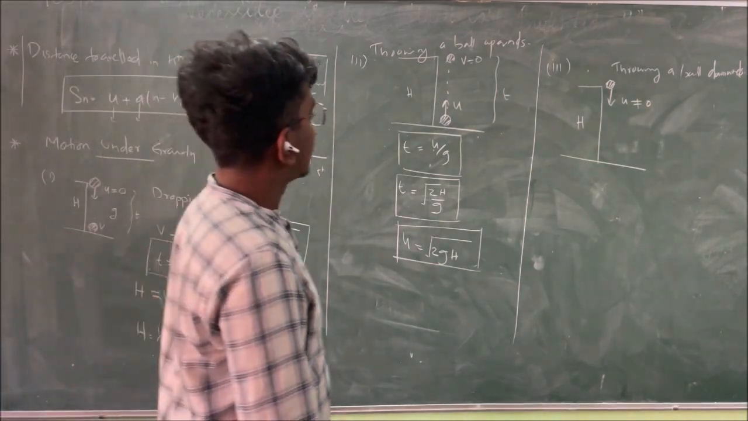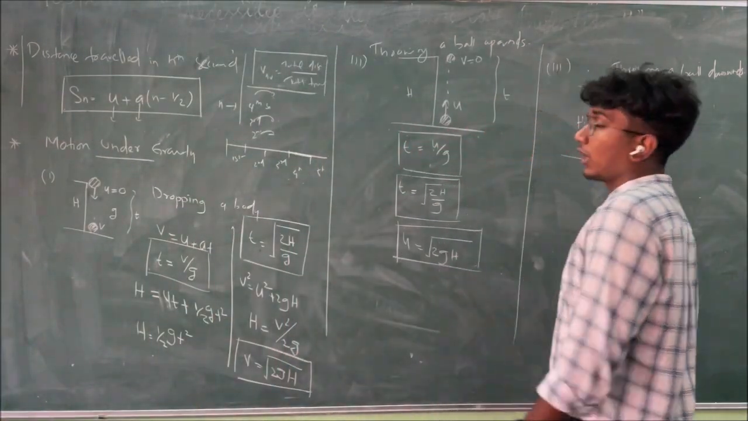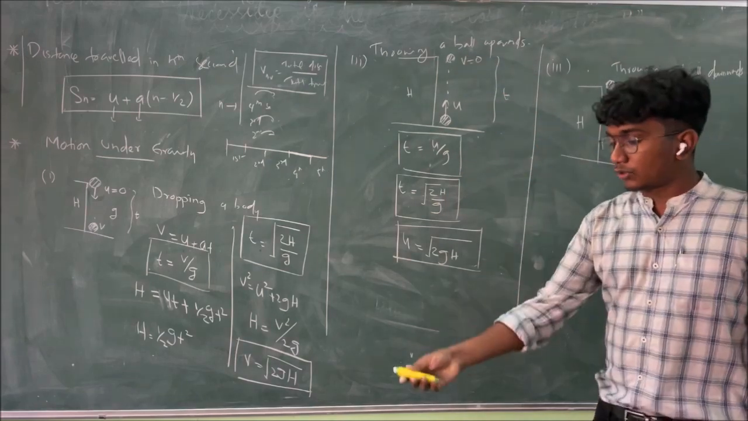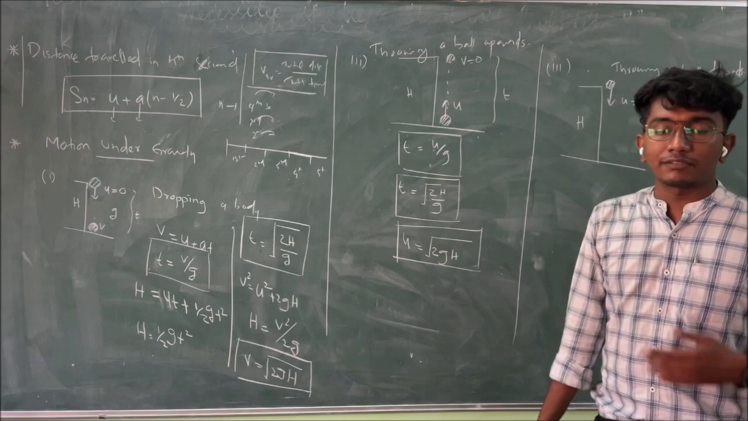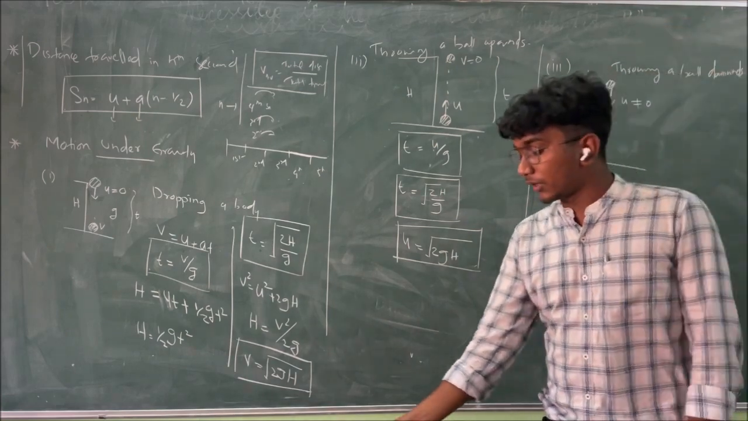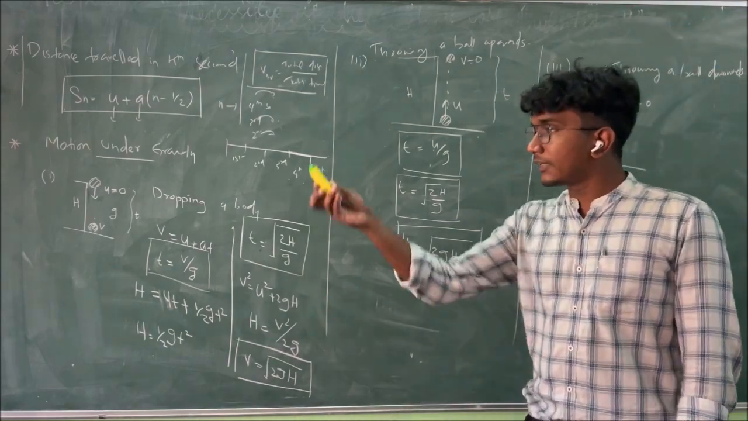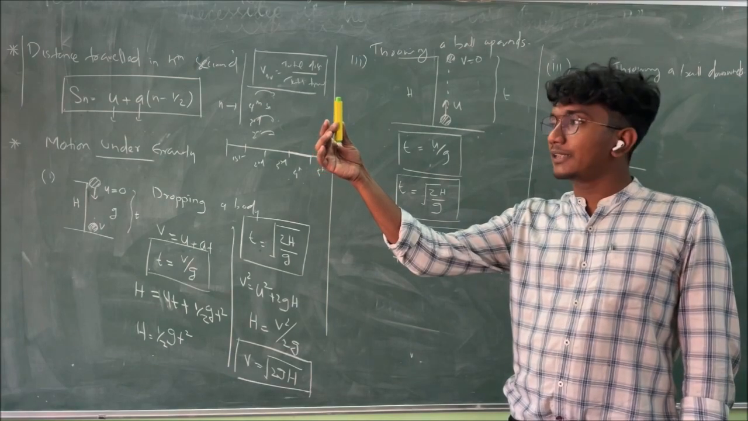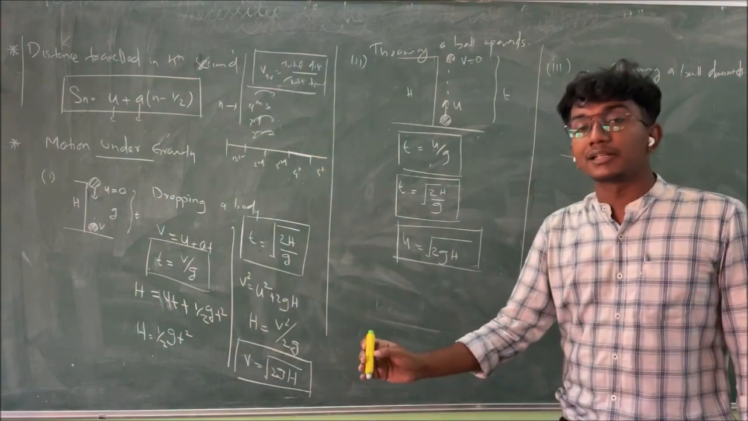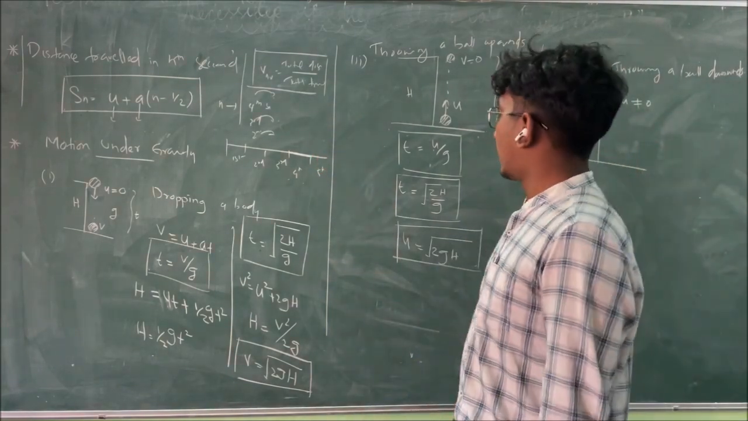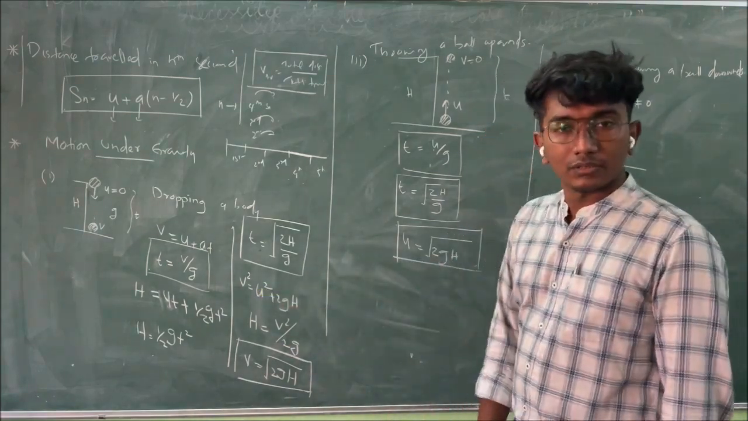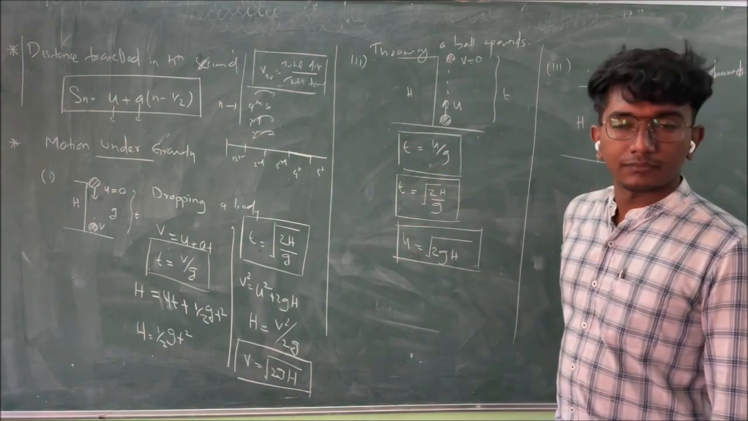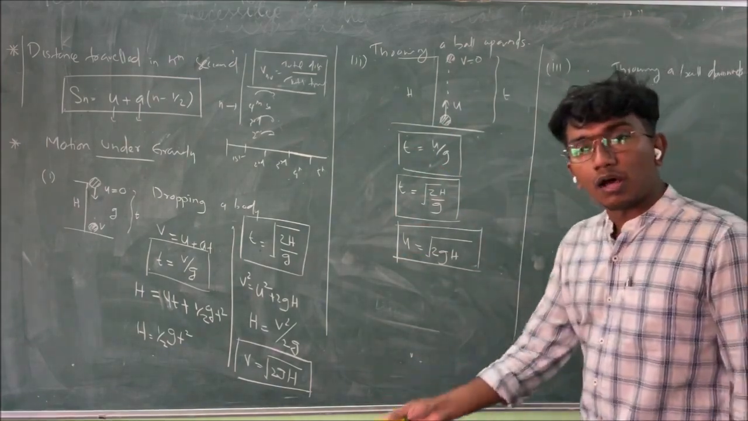Next case, you are throwing a ball upwards with velocity u. Then what will be the final velocity when it reaches the maximum point? Look at this, I am throwing this. When it reached this point, what was the velocity? 0. Then again it started coming down, but you don't need to worry about that part because that is already covered.